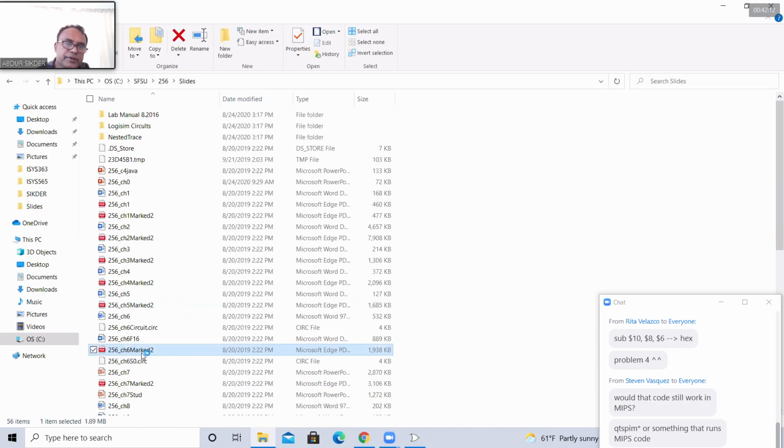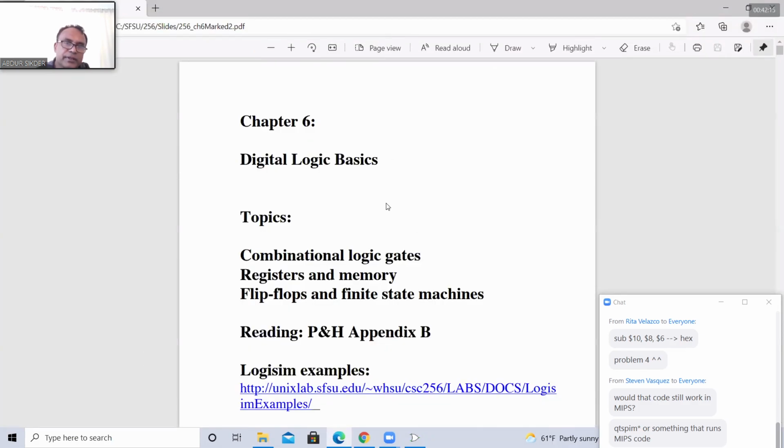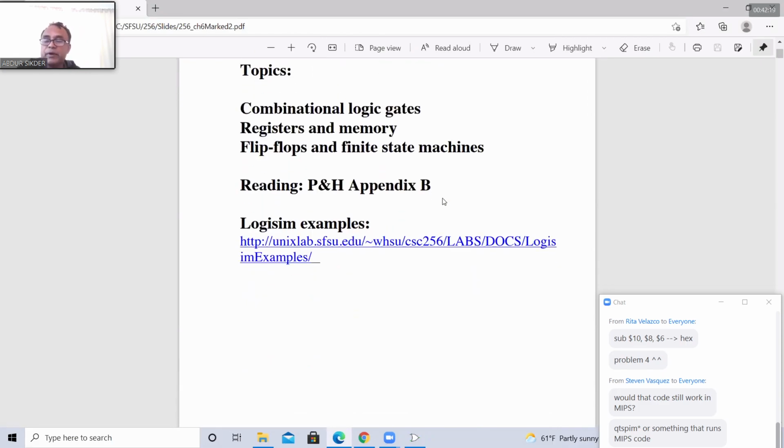Then you have chapter 6. That's the digital logic basics. So I gave you an assignment already. If you check it, it's a very simple one. Just drawing some of this and some short questions.